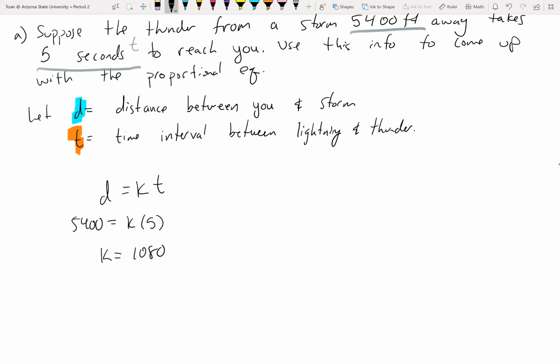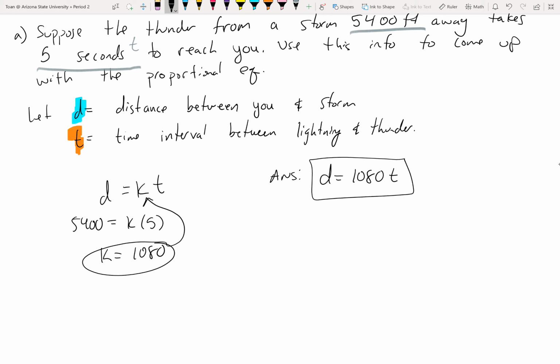A common mistake students make is they stop right there. They say, okay, I solved something, that's my answer. But the question says, come up with a proportional equation. So all you have to do is take this K and put it back inside the model. So my answer is D equals 1080T. That's the answer. That is the full proportional equation. Okay. Not too bad, right?